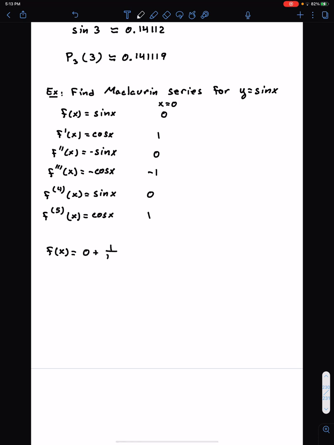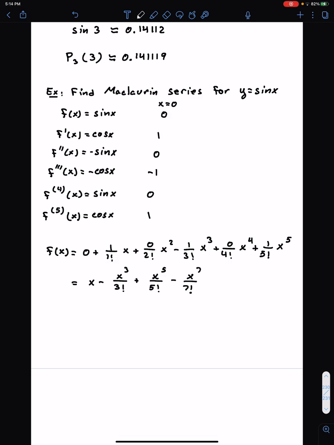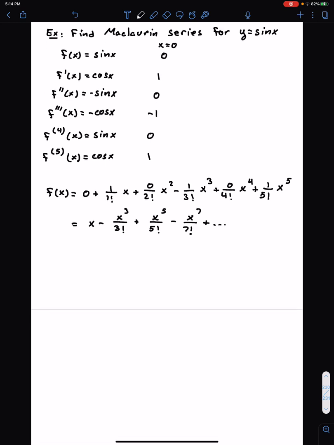as 0 plus 1 over 1 factorial x plus 0 over 2 factorial x squared minus 1 over 3 factorial x cubed plus 0 over 4 factorial x to the 4th plus 1 over 5 factorial x to the 5th, which is equal to x minus x cubed over 3 factorial plus x to the 5th divided by 5 factorial minus x to the 7th divided by 7 factorial. And that pattern continues.